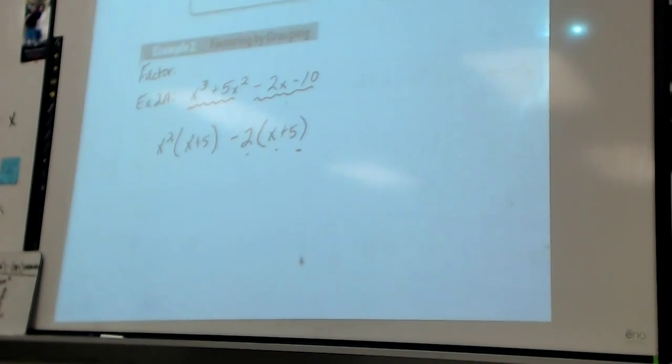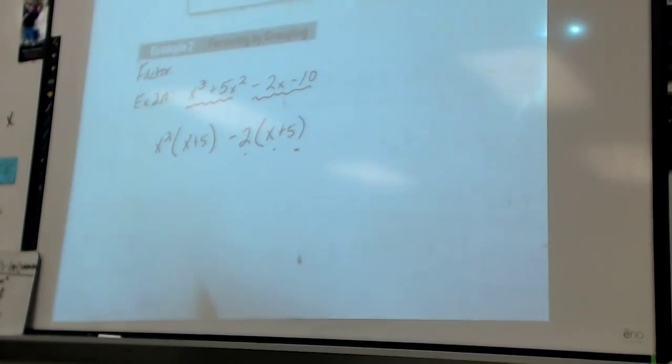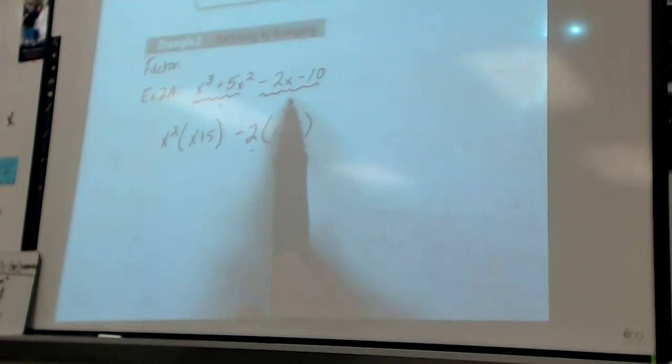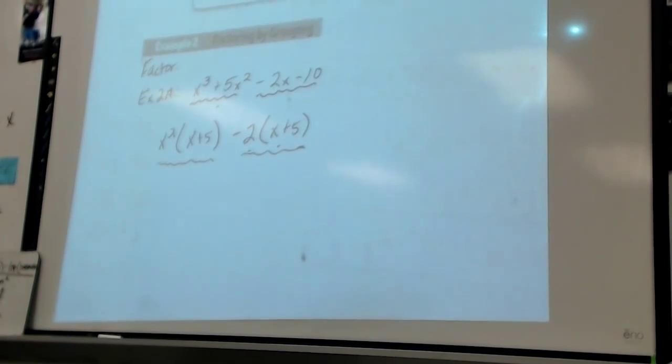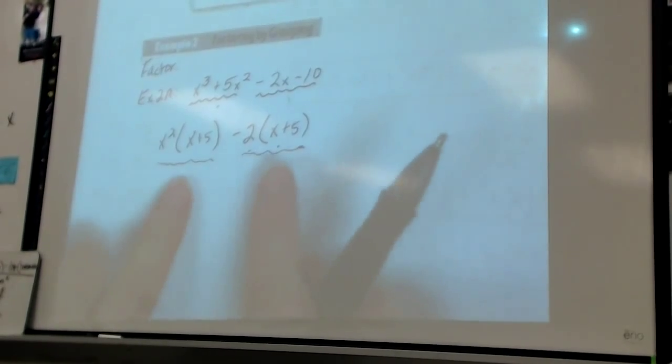Okay, now we just factored the GCF out of this group and this group. Now we've got two terms again. We've got this and we've got this. And I see within those two terms now another GCF. What do these two terms have in common? 5.